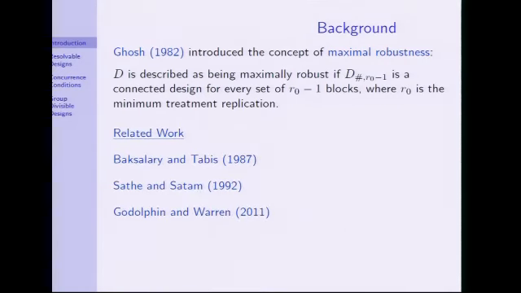Related work was done by Bagchi and Tabis, who gave conditions on D being maximally robust in terms of the replication numbers and the block sizes. They also gave some results in terms of lambda star, which is the smallest concurrence between a pair of treatments. Saving improved the condition on lambda star, and in recent work that I've done with a PhD student, Helen Warren, we improved on both types of results from Bagchi and Tabis and Saving.